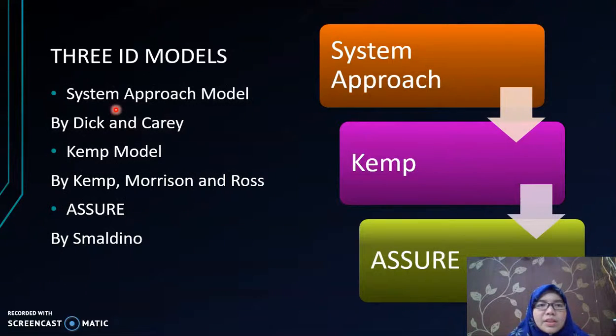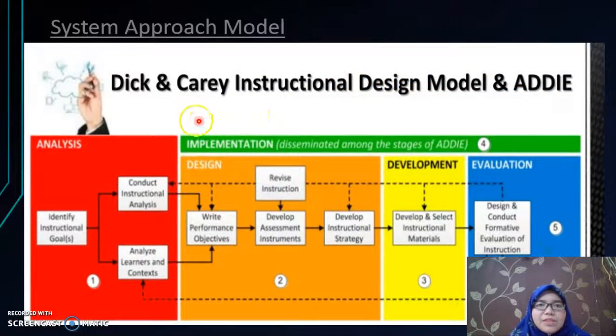Okay, there are three models that I would like to talk about today. The first one is the Systems Approach Model by Dick and Carey. The second one is the CAM Model by Morrison and Ross, and the third is ASSURE by Smaldino. Okay, first one is the Systems Approach Model, Dick and Carey Instructional Design Model, and ADDIE.